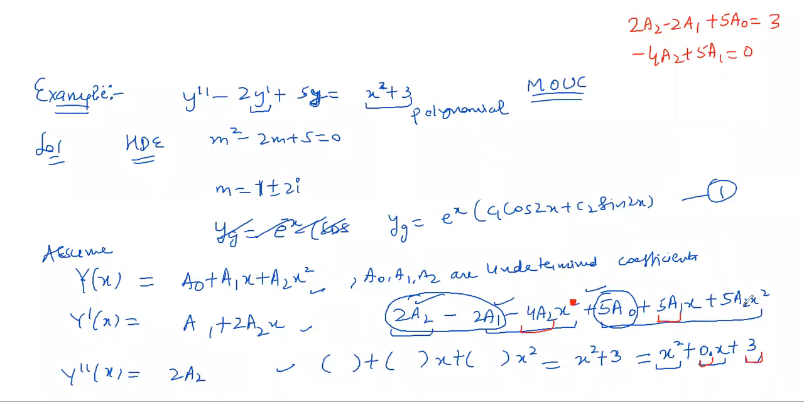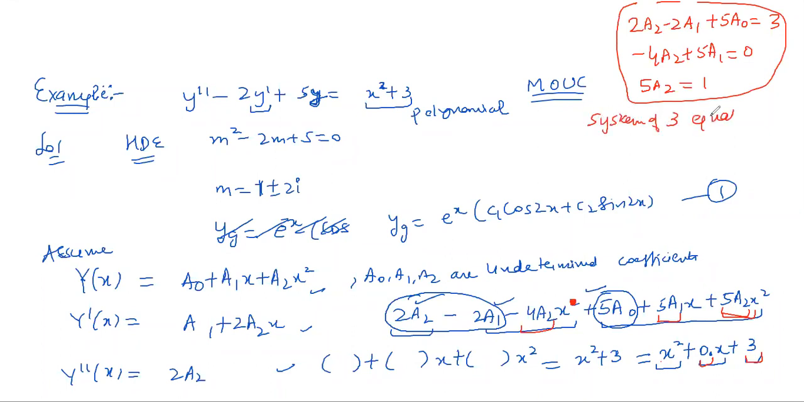And then I'm looking at the coefficient of x square. So there is only one term of x square. So this is 5a2 is 1, because you see 5a2, this is 1. So from here, now what you get? A linear system of three equations with three unknowns. So everybody can solve that and get to know the values of a0, a1 and a2.